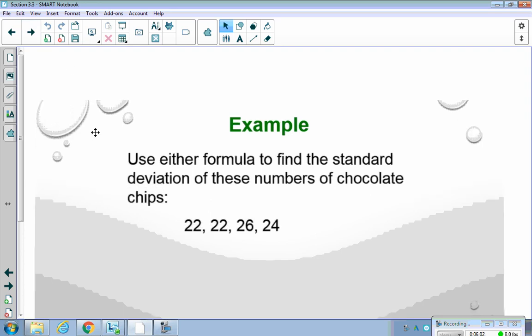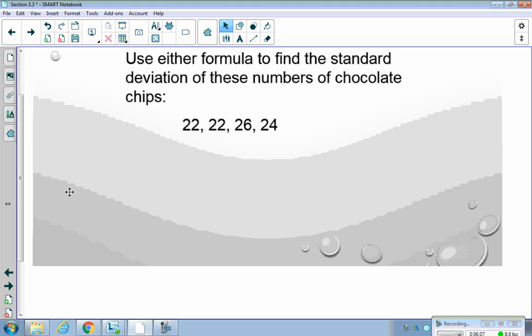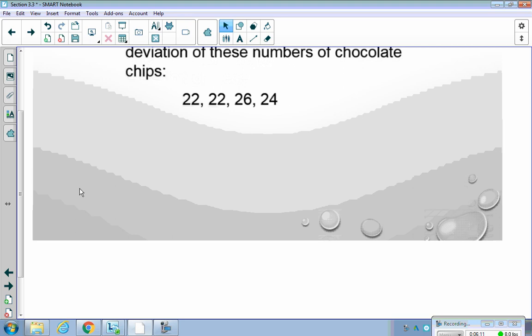Okay, so now we get to work. This is the one little teeny tiny one we're going to do by hand, with all of 4 pieces of data. The very first thing, if you look at your formula, the simple standard deviation is the square root of the sum of the x value minus the mean, the whole thing squared, divided by n minus 1.